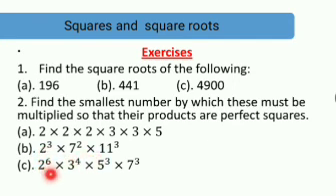Then 2 raised to the power 6. 6 is even, 4 is even. So this 3 is odd. This 3 is odd. That means you need 1 five and 1 seven. So 5 times 7 is your answer here.